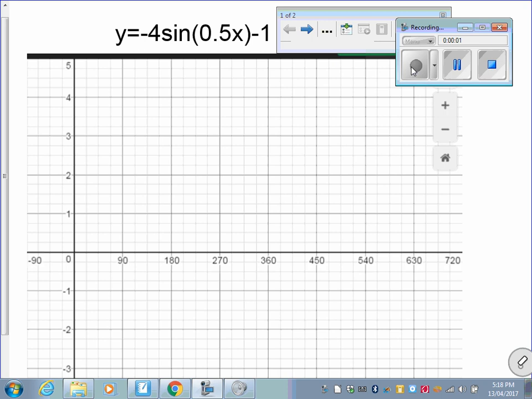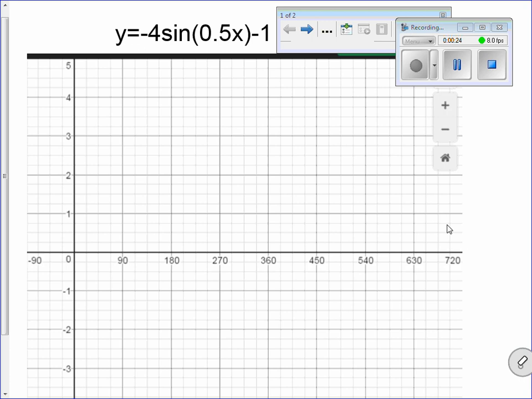We're going to take a look at y is equal to -4 sine of 0.5x minus 1. We're going to try and graph this function, and then we're going to check it on decimals. So let's take a look at our original function. It is a sine function, so we're going to do this in black. We're going to start with y is equal to sine of x.